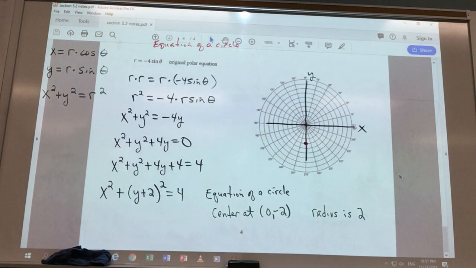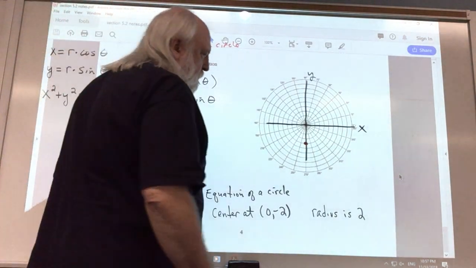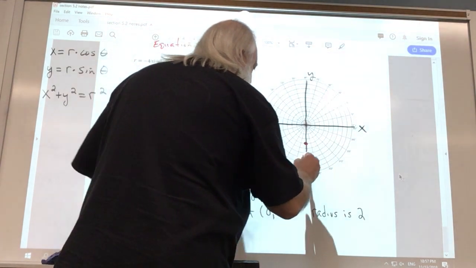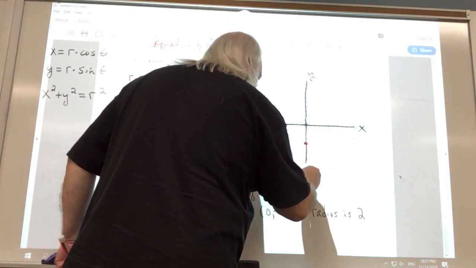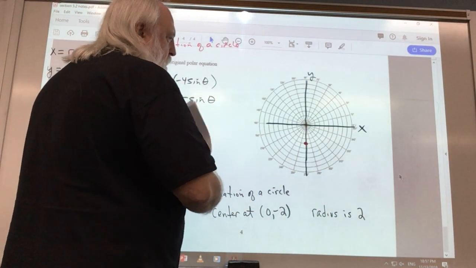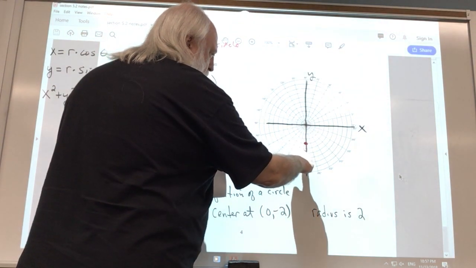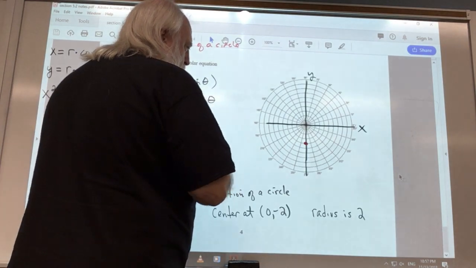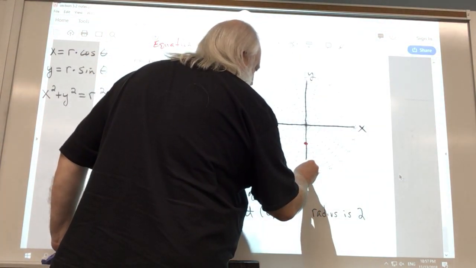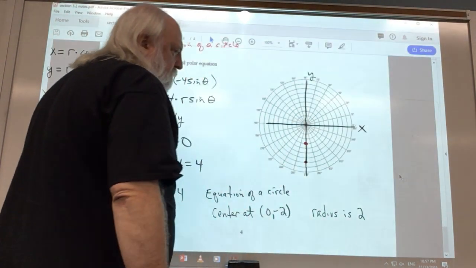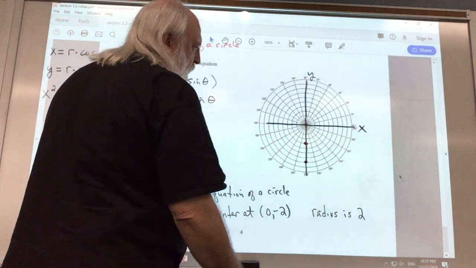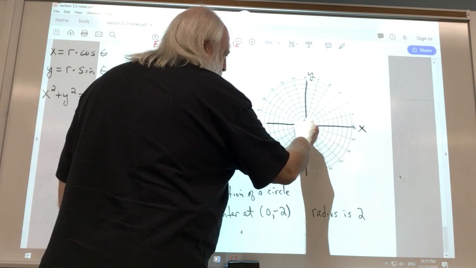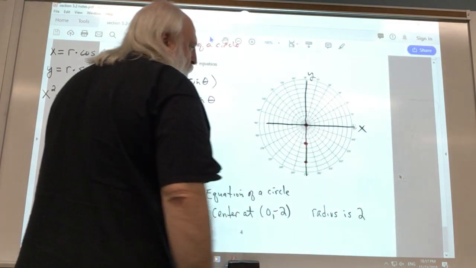The radius of my circle is 2 units. So to get to the bottom edge of the circle, I've got to go down 4 circles from the center, 1, 2, 3, 4. So this is the bottom point of the circle. And then to get to the top of the circle, I've got to go up 1, 2, 3, 4 circles, which puts the top of the circle at the pole.